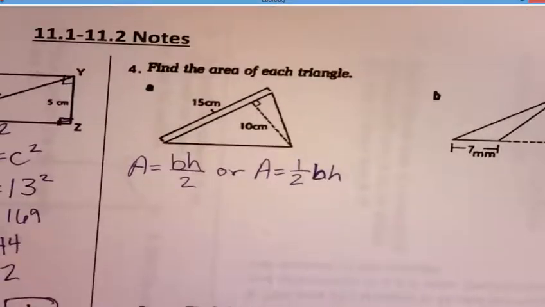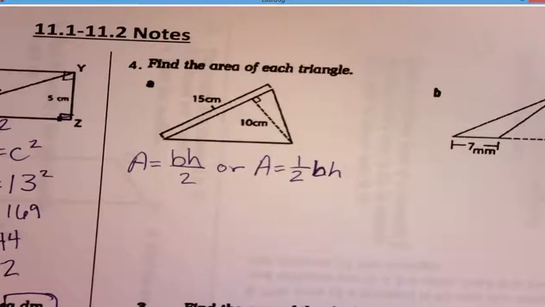So I want y'all to write this down because this is the formula for triangles. You will be given this on the test. There's two different ways you'll see it. I like to use this way, but a lot of times you'll see it like that. They're the exact same thing. It's the base and the height divided by 2. You multiply the base and the height together, and you cut it in half.